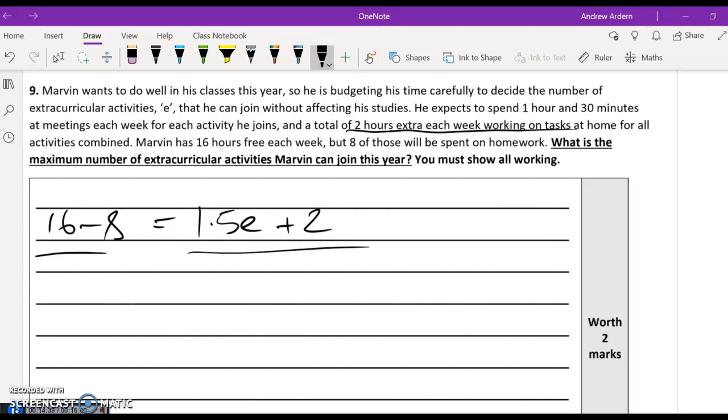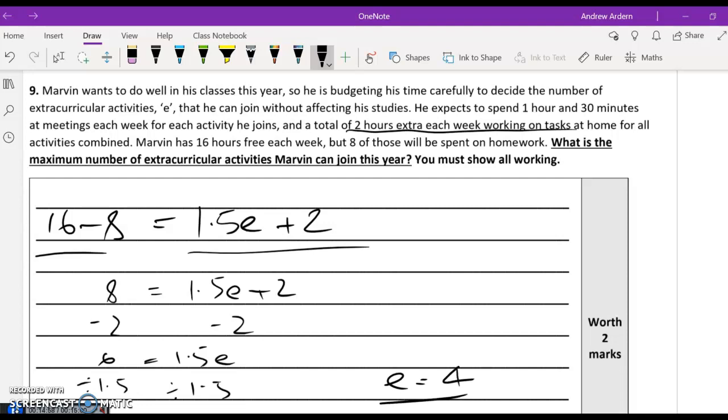So that's my equation. I've got 8 on the left, 1.5e plus 2. I'll take away 2 from both sides. I'm left with 6 equals 1.5e. I'll divide by 1.5, and that will give me e equals 4. 4 activities.